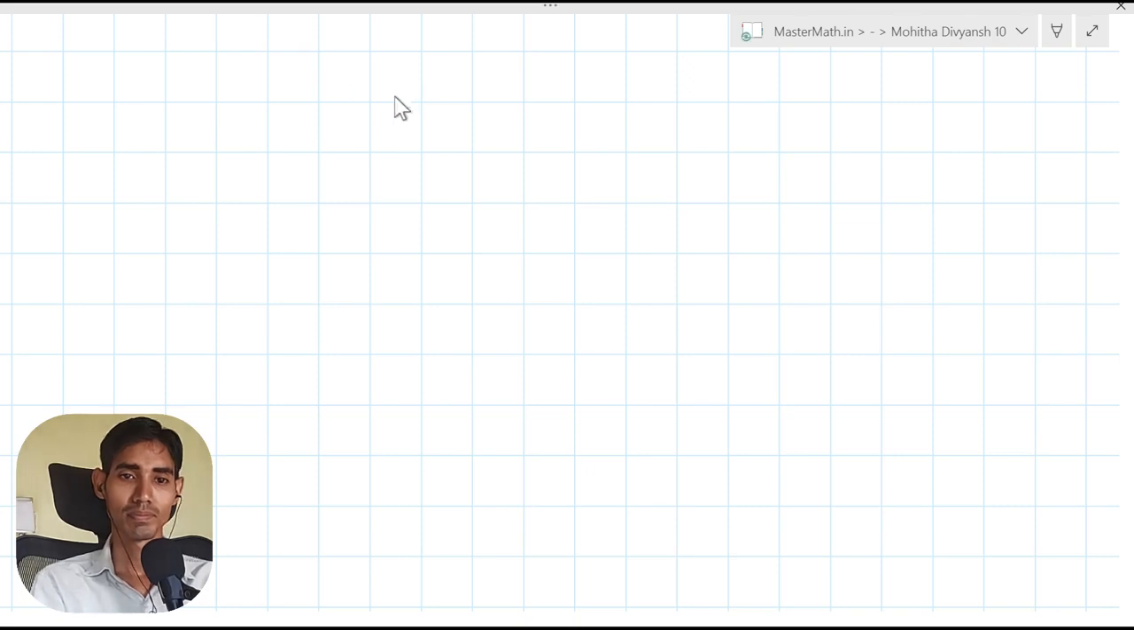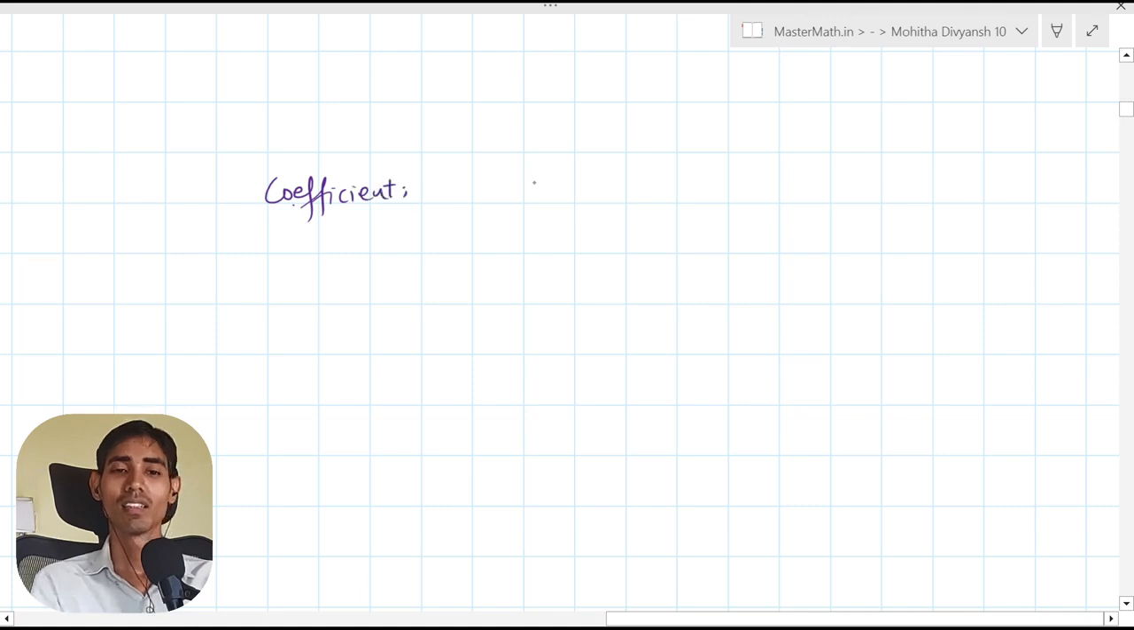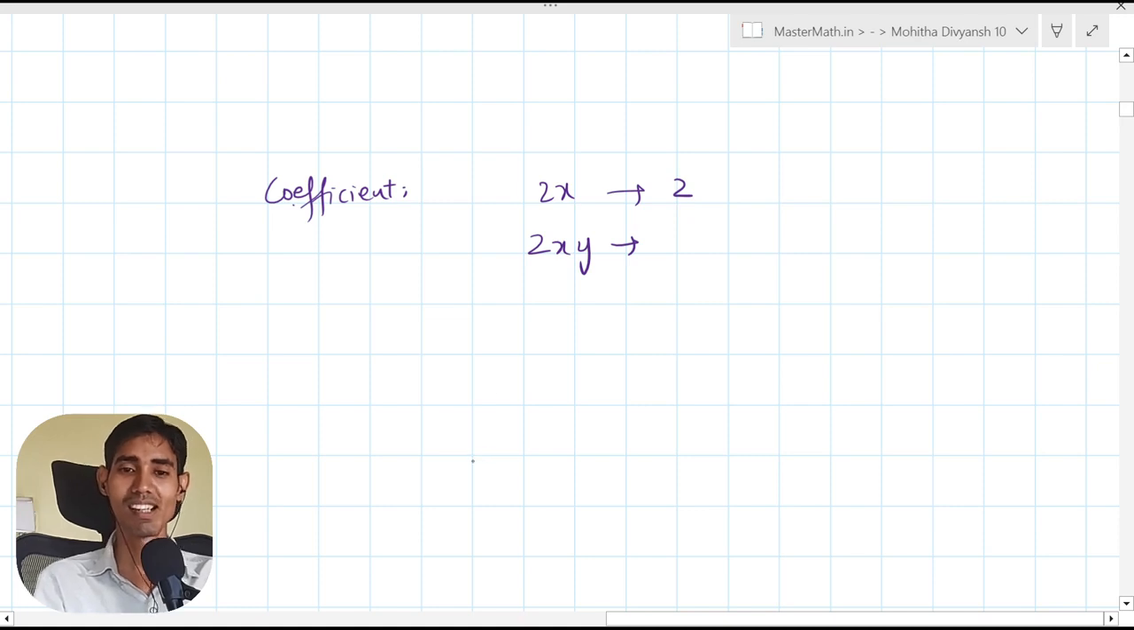What is the coefficient? Coefficient is the number before the variable. Okay. So what is the coefficient of x here? 2. Okay. What's the coefficient of x? 2. Okay.